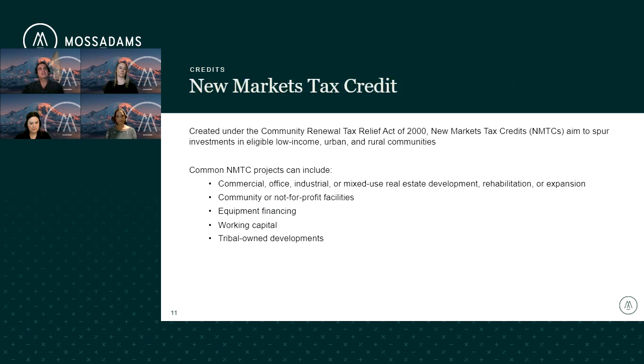New Markets Tax Credit, this is a federal incentive as well. It's been around for a lot longer than the other one. It stems from the Community Renewal Tax Relief Act of 2000. The goal is to incentivize investments in traditionally lower income urban and rural communities that maybe have lacked a lot of investment historically. That's really where it aims. It's pretty broad in what it applies to. Commercial buildings can have not-for-profit, including financing, just incentivizing investment in certain areas.